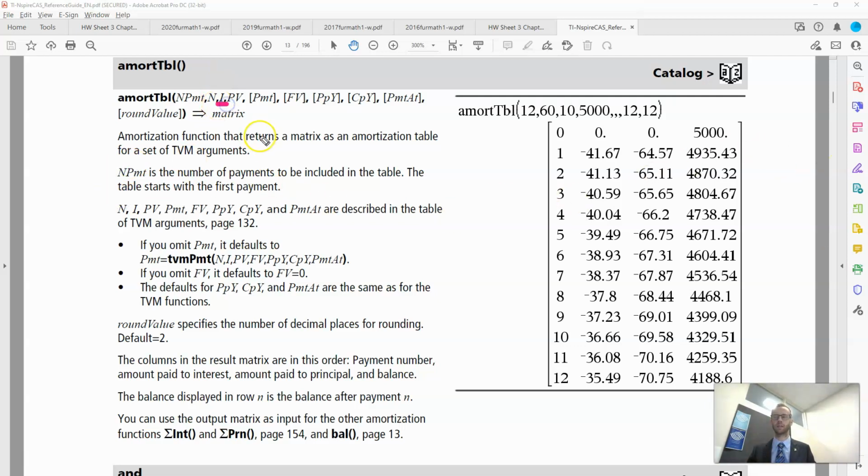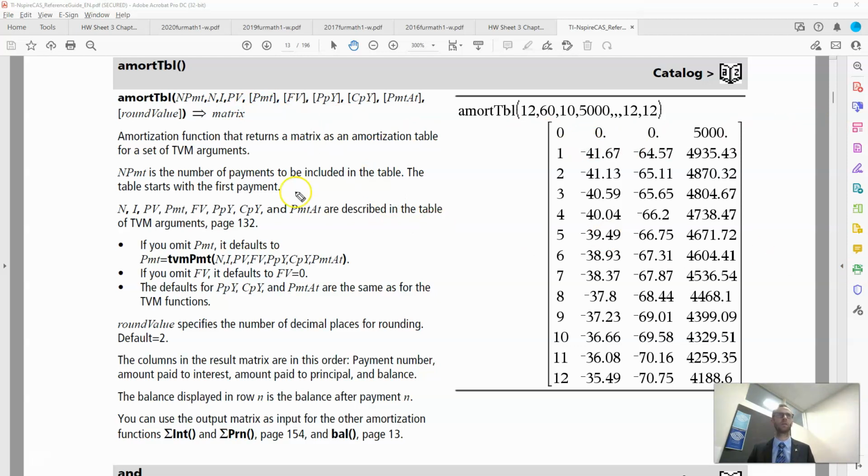I is the interest rate. We always need that. PV is the present value. And again, you've got to keep the same standards as you would for your finance solver. So positive money is money coming towards me. Negative money is money going out to the bank. Payment, again, positive and negative.